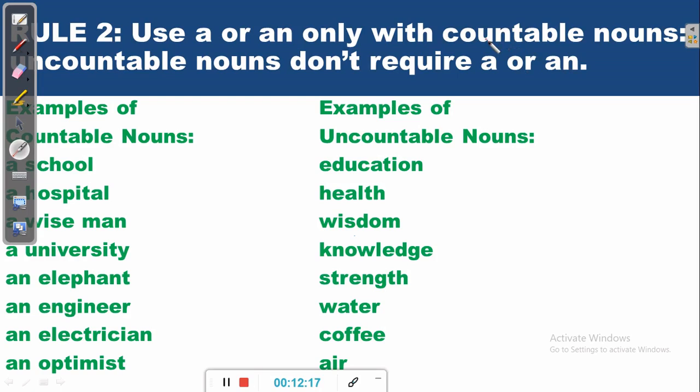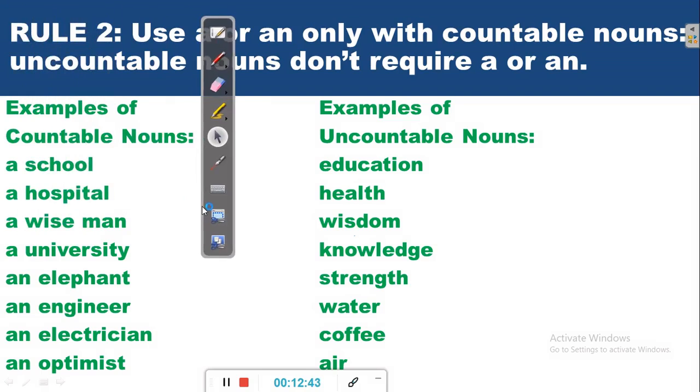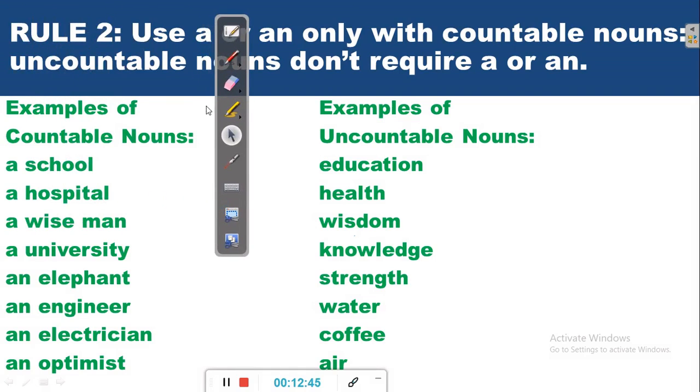I hope you know the difference between countable nouns and uncountable nouns. The examples we saw earlier are examples of countable nouns, and here we look at more examples. All right, so here we have a school. You can count schools. Here you have a hospital.